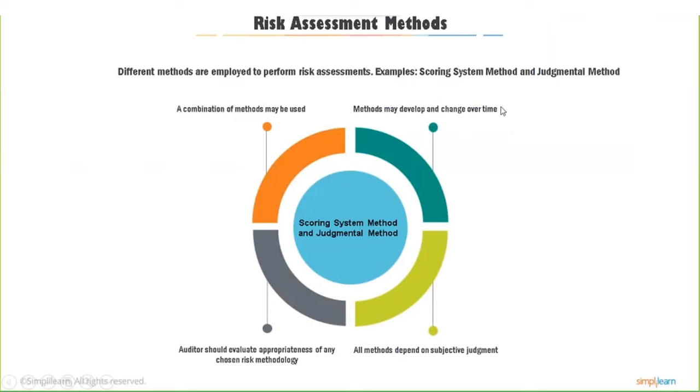Risk assessment methods, I've already explained to you. There are two methods. One is the scoring system method, another is the judgmental method. When you talk about the scoring system method, it's SLEs, ALEs, and all that. Another one is the judgmental method that I've explained to you. In that case, you don't need to apply quantified values. You don't need to quantify the things; you can do it with the help of judgments.